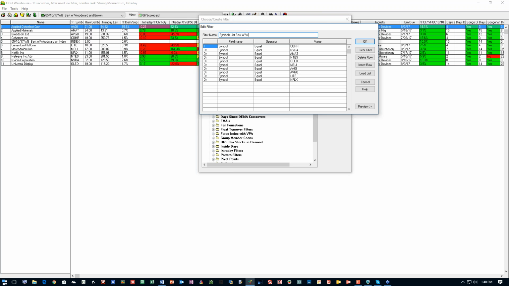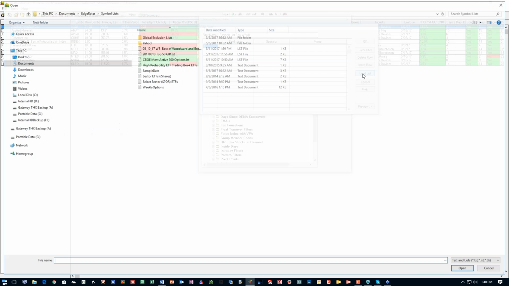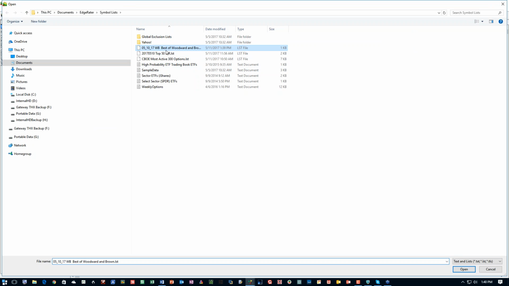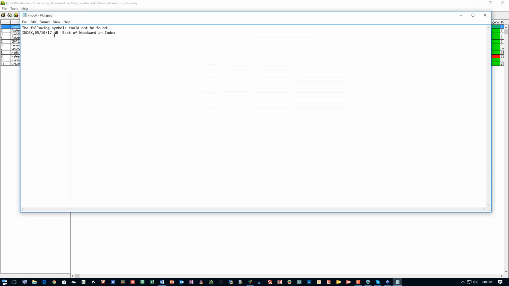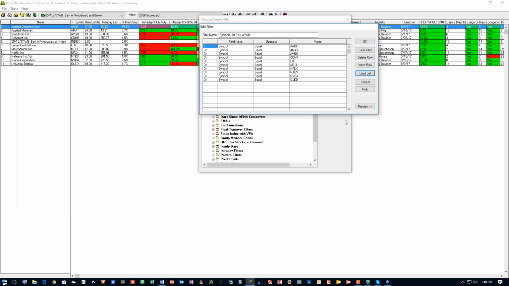best of WB. I'm going to clear the filter, and I'm going to load this list right here. These are the 10 stocks. And then you're going to get a message if you do this: 10 securities were loaded, one could not be found, and that's always the index. So you don't have to say yes, you can just say no, but here they are. These are the 10 stocks which appear in the best of Woodward and Brown today.